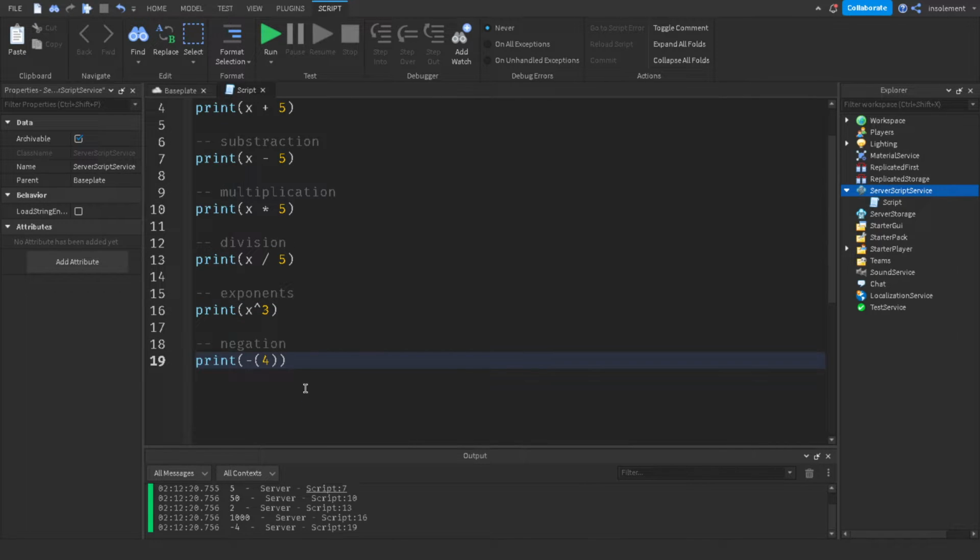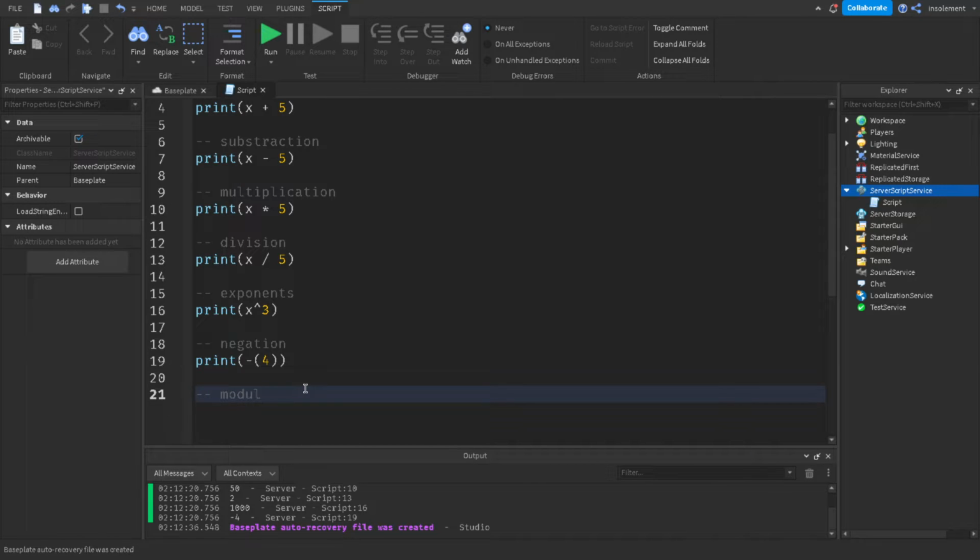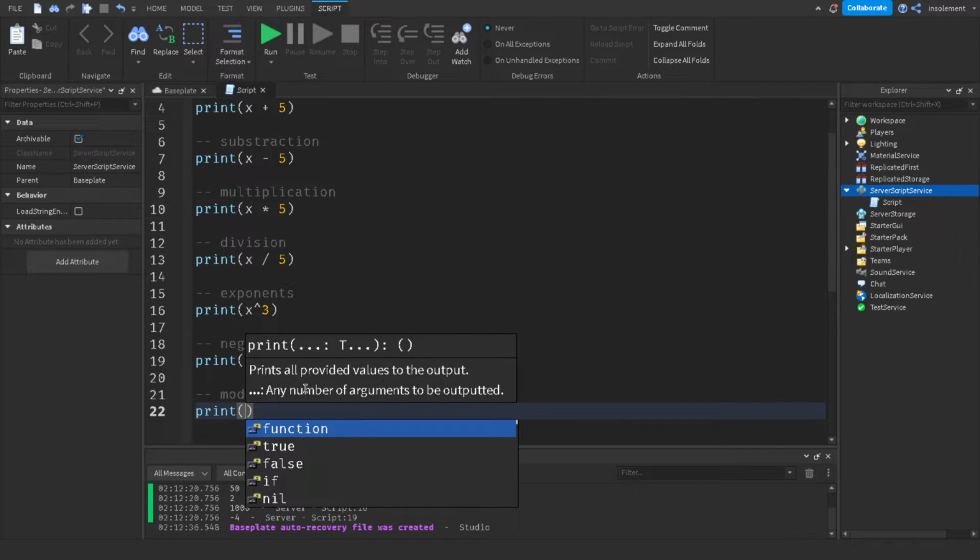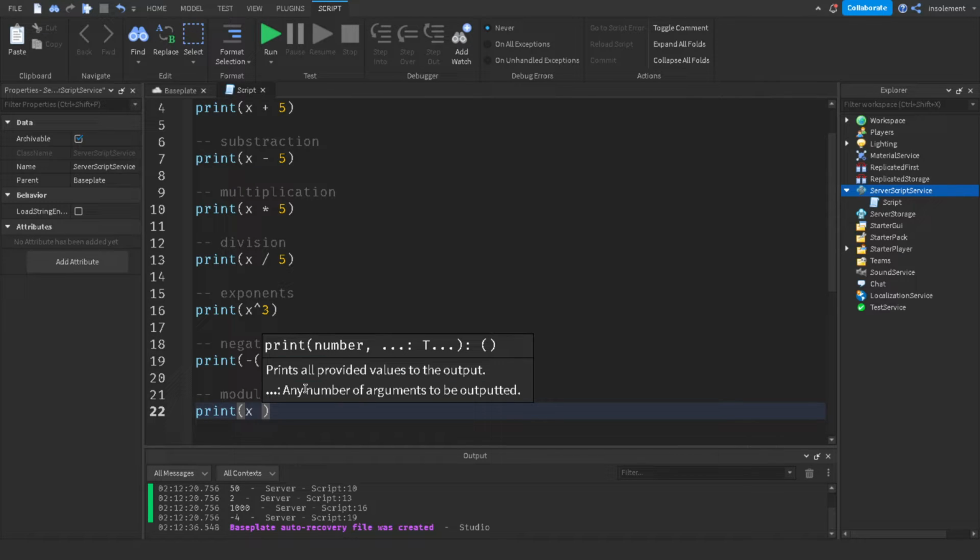Okay, so our last operator is called a modulus, or so-called a modulo. What this character or operator does is it returns the remaining value of a division equation. So if we were to do x modulo 5, it would return 0, because there are no remainders when you do 10 divided by 5, right?